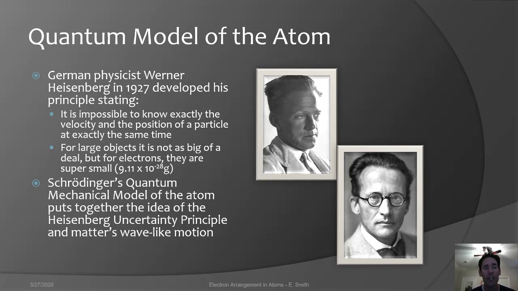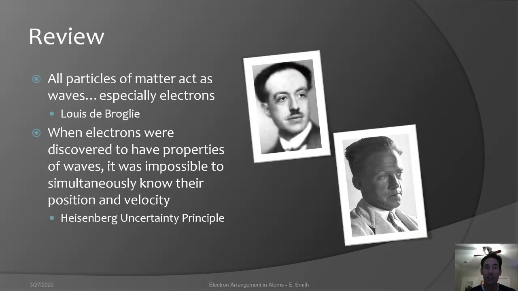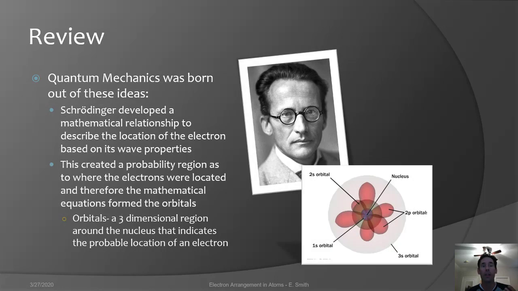This led to a gentleman by the name of Erwin Schrödinger, who came up with what is called the quantum mechanical model of the atom. He put both ideas together, de Broglie's and Heisenberg's uncertainty principle, and stated this: if all particles of matter act like waves, especially electrons, and electrons have properties of waves, it's impossible to know their location. He came up with the quantum mechanical model, meaning that we only have generalized probability regions as to where the electrons are located.